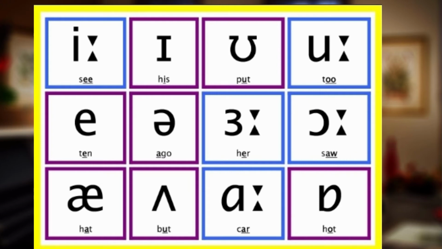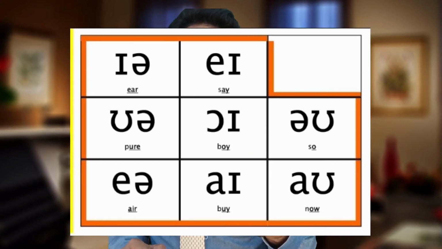Then we have the short vowel a as in hat or bat. Then we have a as in but or cut. We have then a sound as in car or father. And the last one is o as in water or hot. Fine. And we are moving to the diphthongs, 8 in number.